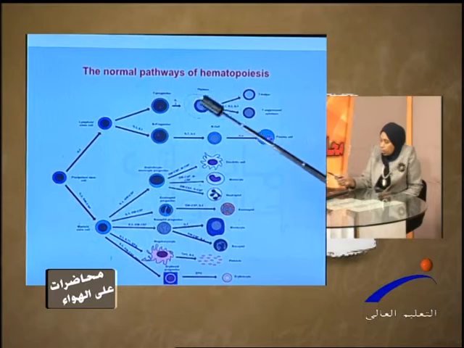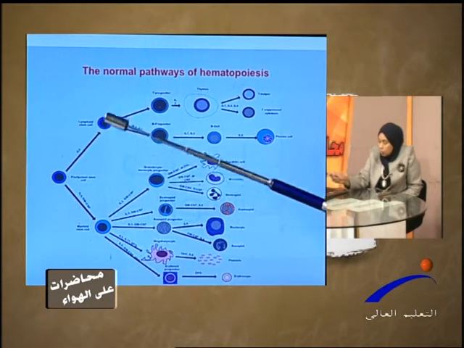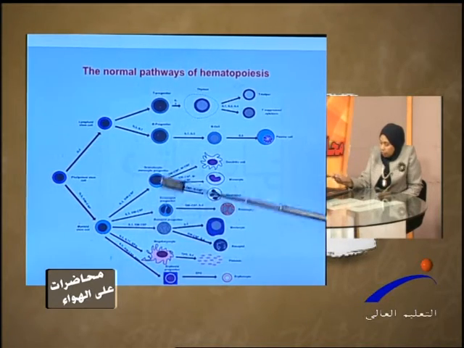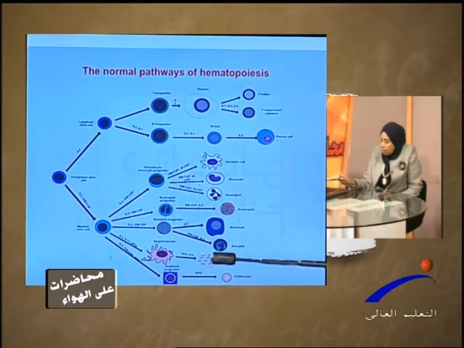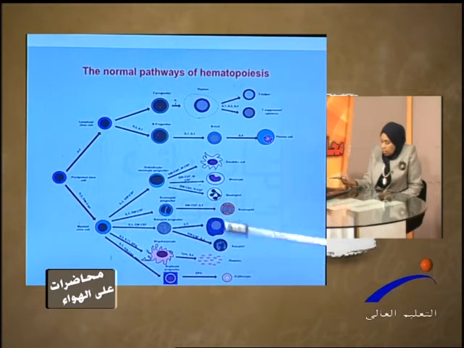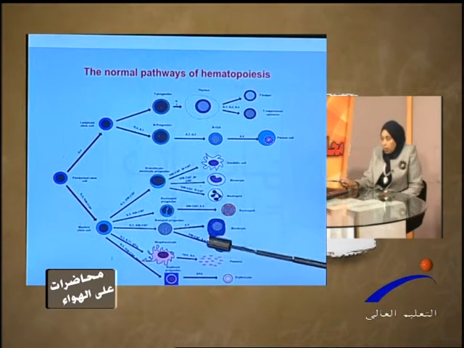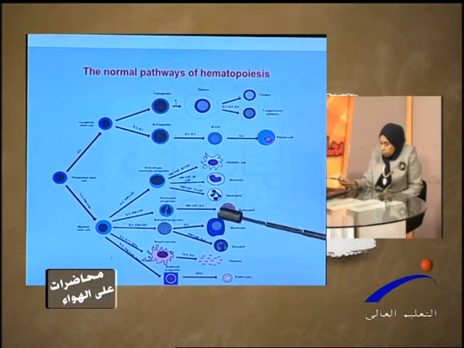So this is a normal pathway again. Pluripotent stem cells give rise either to lymphoid stem cells or myeloid stem cells. Upon specific growth factors, they can give rise to specialized mature cells. For example, eosinophils need interleukin 5 for their differentiation and maturation. Basophils need interleukin 4.